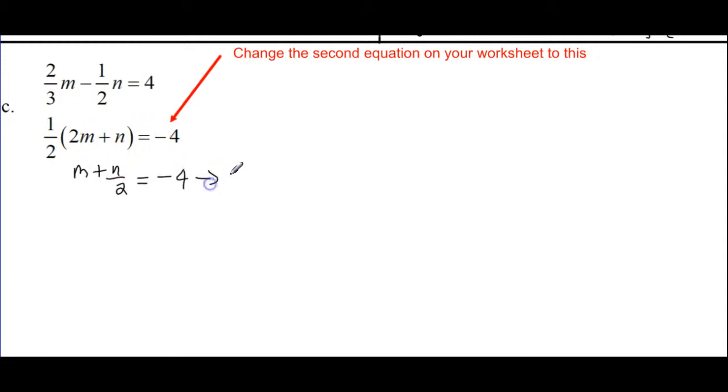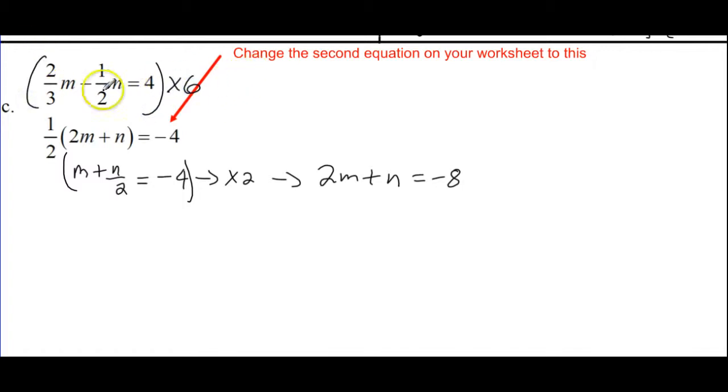Then to get rid of the denominator, we're going to multiply by 2. And we'll multiply this whole thing, right? Which will now become 2m plus n is equal to negative 8. Okay, we don't like fractions, right? And we're going to get rid of this here by multiplying this by 6. So 3 goes into 6 twice, giving me 2 times 2m, or 4m. The 2 goes into the 6 3 times. Remember, because this 6 multiplies this, then it multiplies this, then it multiplies this. So this will be minus 3n equals 24.